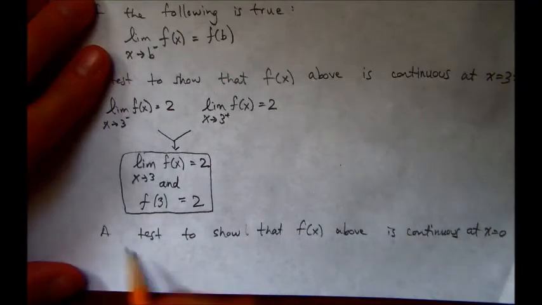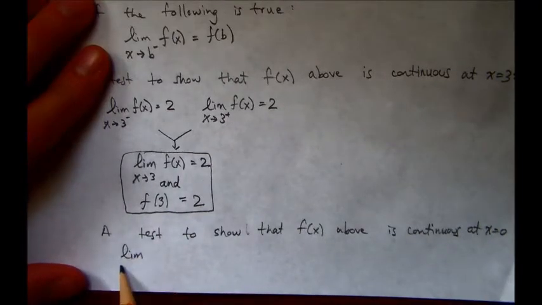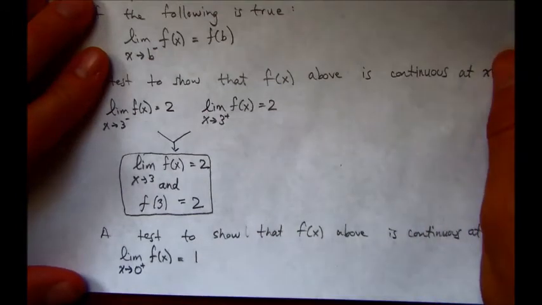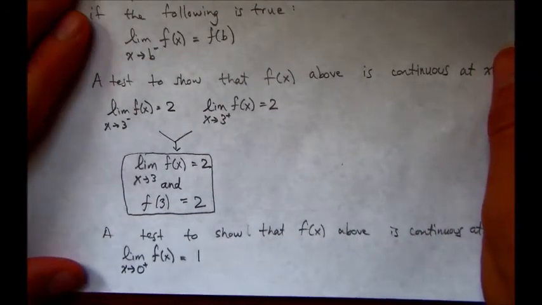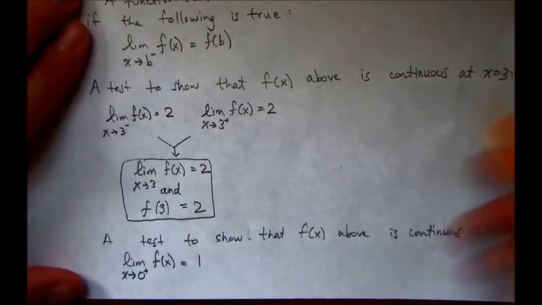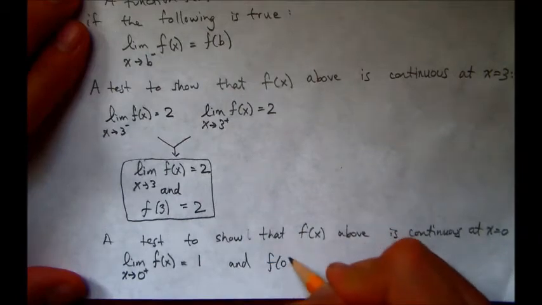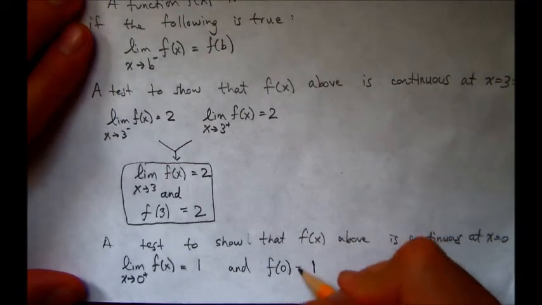Okay, so we'll just do a right test for this point. We don't have a left side here, so from the right, I got 1. You can take a look up above and confirm that. And f of 0 is 1. So this test is simpler for an endpoint.